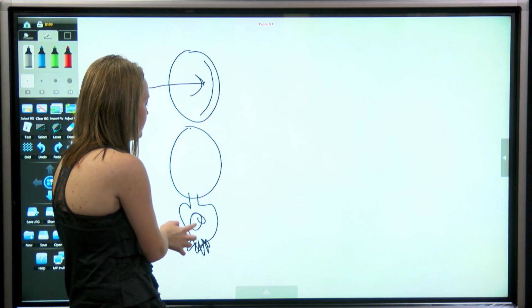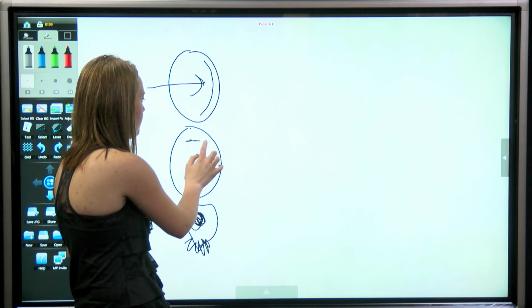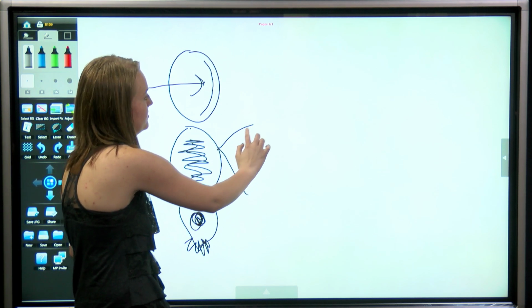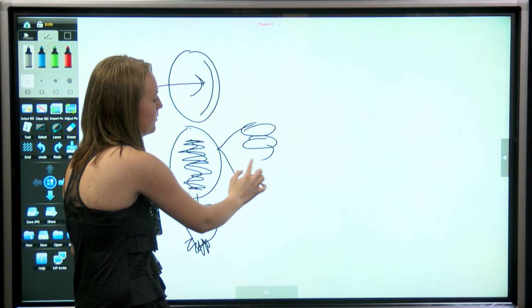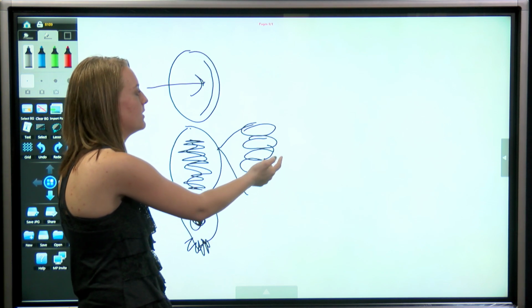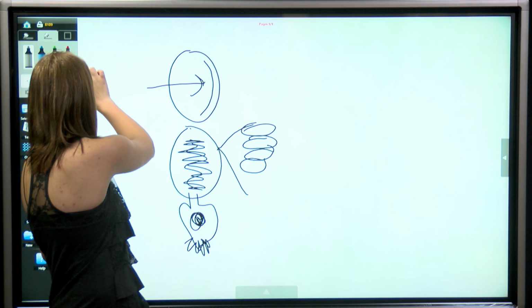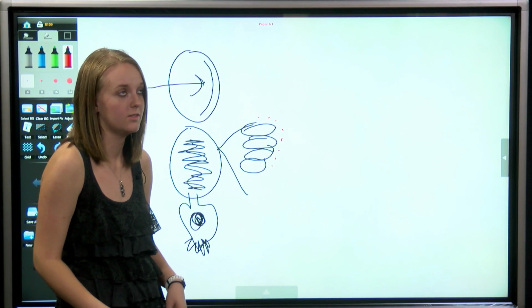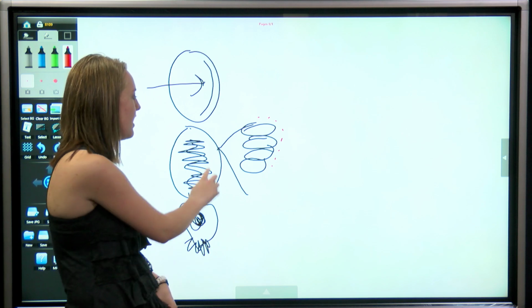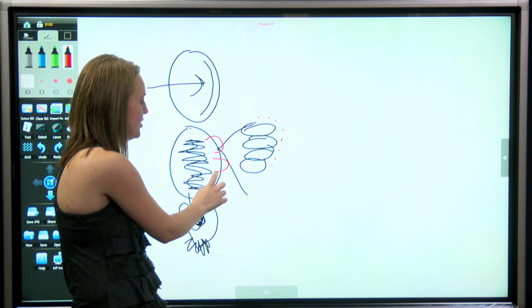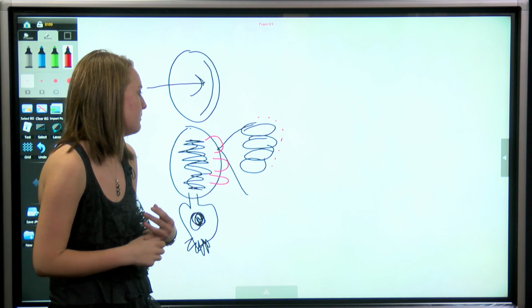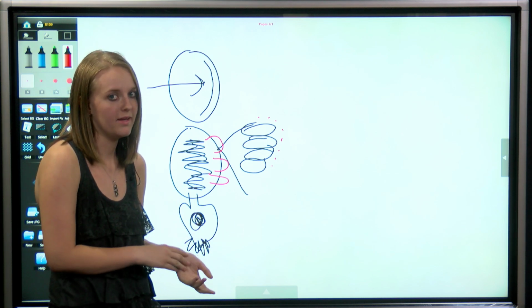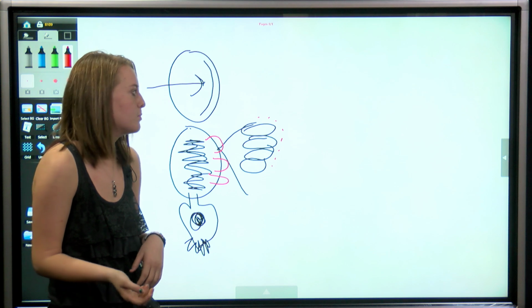So the basic structure of a rod is that you have a bunch of these individual discs. And then floating around all of these individual discs, you have something called cGMP, which is cyclic guanosine monophosphate, which we'll talk about in a second. And then you also have all of these sodium-gated channels. Now, one important thing to remember is that the rods do not like light. So the rods are turned off by light, but they're turned on by darkness.